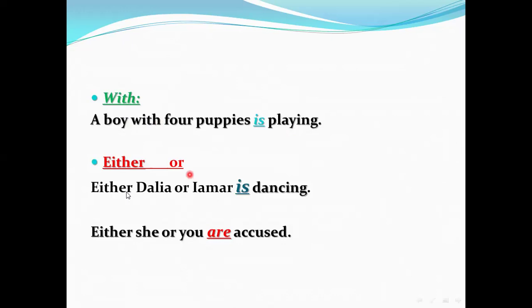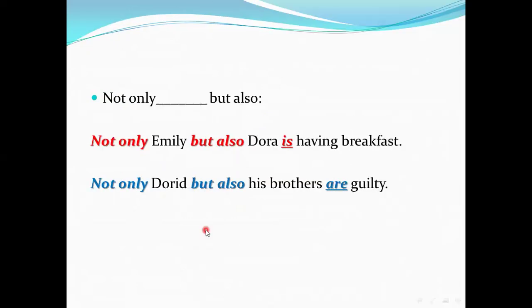Either or: either Dalia or Amir is dancing. So here I talk about one of them. So I put here is either she or you. So here is why we put "are" here: because Amir here is singular. You here is "are". So "are" is active. This is the nearer subject.